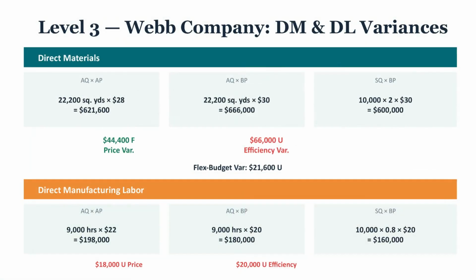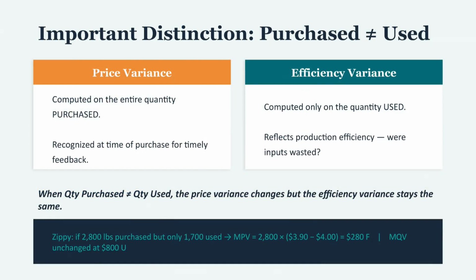Web company's Level 3 variances compare actual to standard for both materials and labor. Materials use 2,200 units at $28 instead of $30, creating a $44,400 favorable price variance and a $66,000 unfavorable efficiency variance. Labor hours of 9,000 at $22 versus $20 yield an $18,000 unfavorable price and a $20,000 unfavorable efficiency variance.